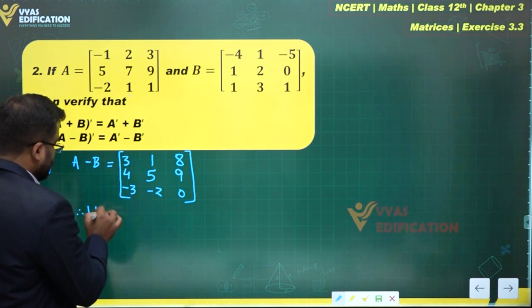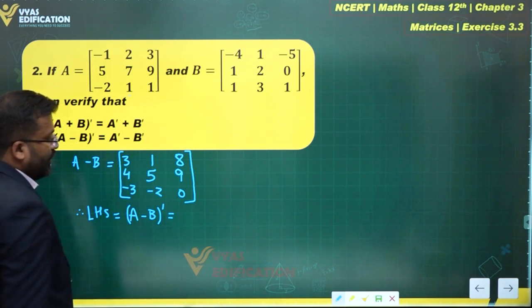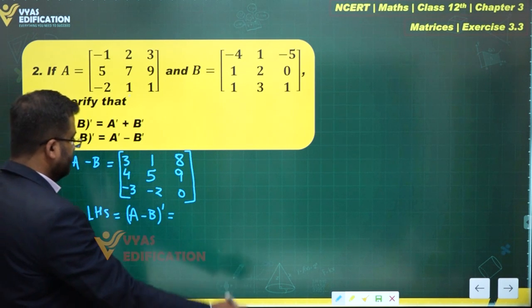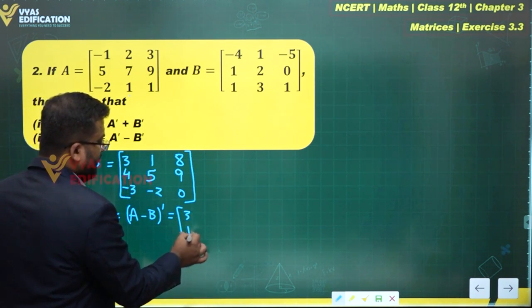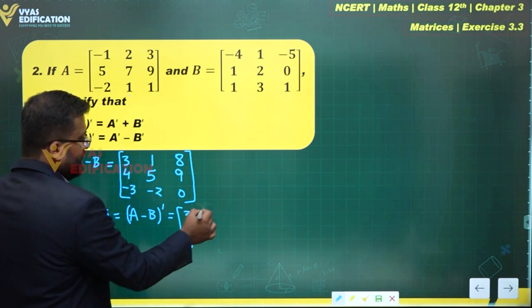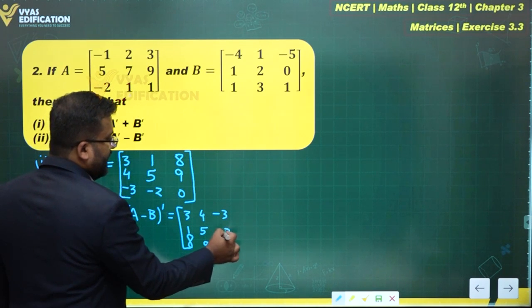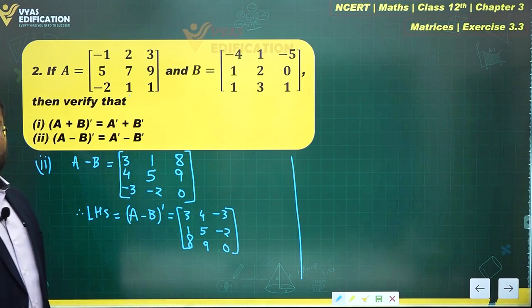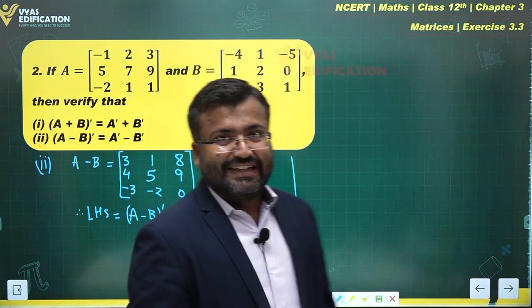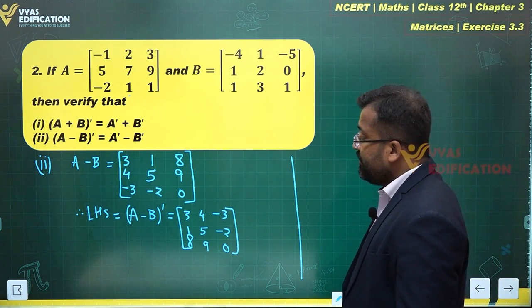Therefore, LHS, the term in the LHS which is A minus B transpose, is equal to what? The transpose of this is 3, 1, 8. First row becomes the first column. 4, 5, 9. The second row becomes the second column. Minus 3, minus 2, 0. This becomes the third column over here. Right? Is that all? Yes, that is all, as you can see clearly. What next? This is A minus B and A minus B transpose.